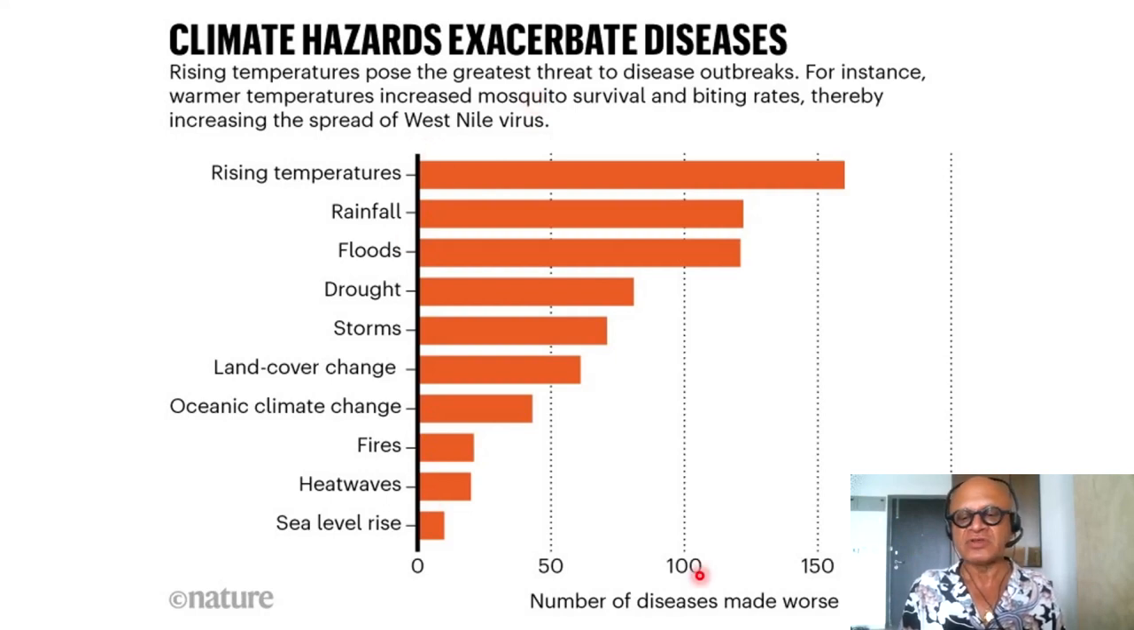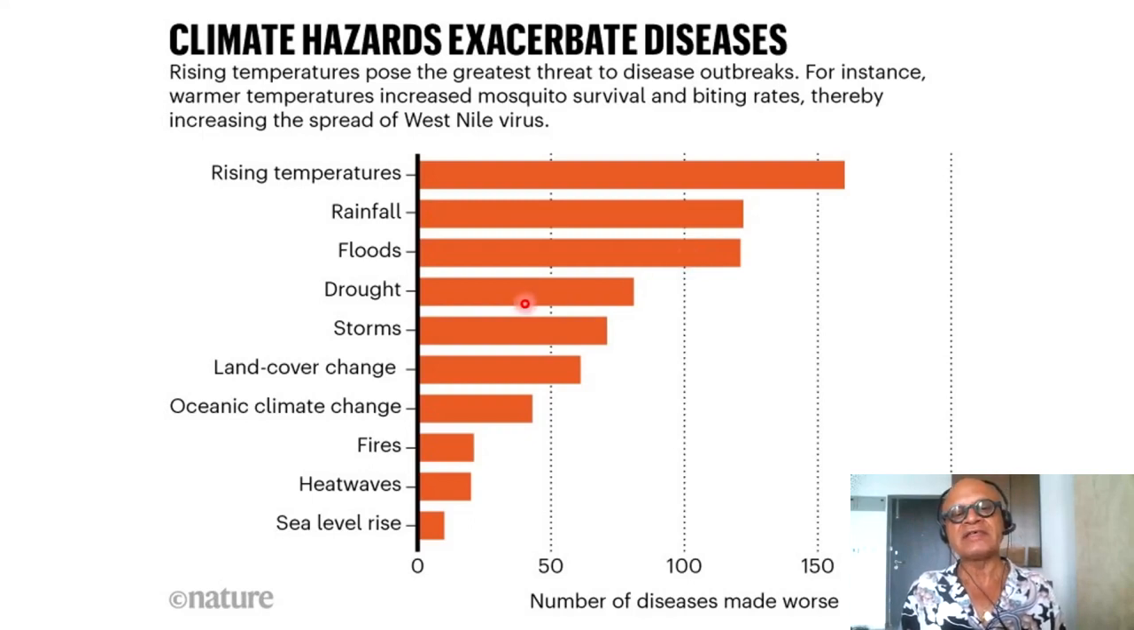So these are the number of diseases made worse by the various climate variables. Rising temperatures, more than 150 diseases. Rainfall, almost 125 or so. Floods, a similar number, slightly smaller, because there is a difference between rainfall and floods. When you have floods, there is much more exposure to standing water, contaminated water, mixing of water bodies with wastewater, and so on and so forth.